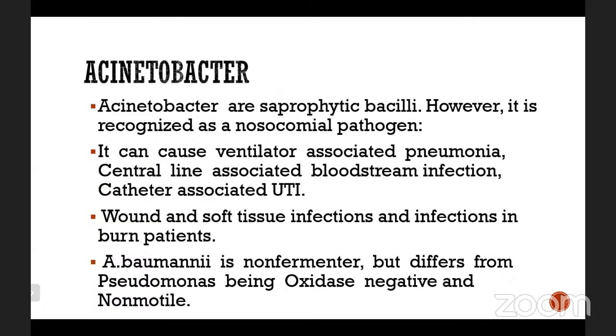Next one is Acinetobacter. It is a saprophytic bacillus. It is recognized as a nosocomial pathogen, mainly occurring from hospital acquired infection. It will cause ventilator associated pneumonia, central line associated bloodstream infection, and catheter associated urinary tract infection. Wound and soft tissue infection and infection in burn patients are also seen. Acinetobacter baumannii is a non-fermenter, but it differs from Pseudomonas in being oxidase negative and non-motile.